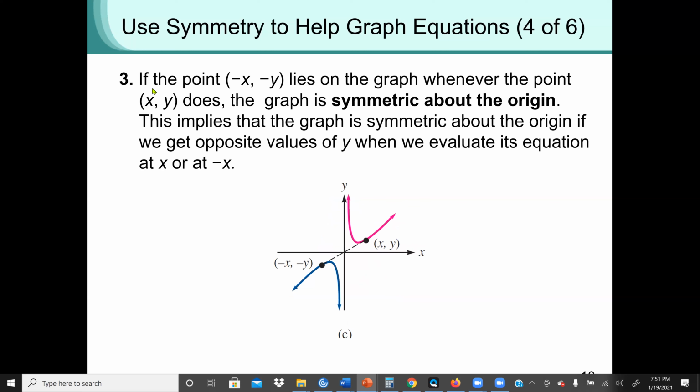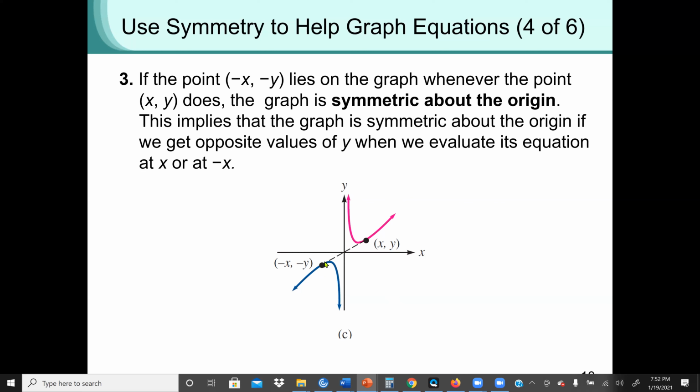Now, thirdly, we said that if a point negative x and negative y lies on the graph whenever the point x and y does, you can see the 2 points here, they are connecting, here we say the graph is symmetric about the origin. This is not the x-axis. We can see x-axis is horizontal, y-axis is vertical. Those are the two previous. This time we have a plane.